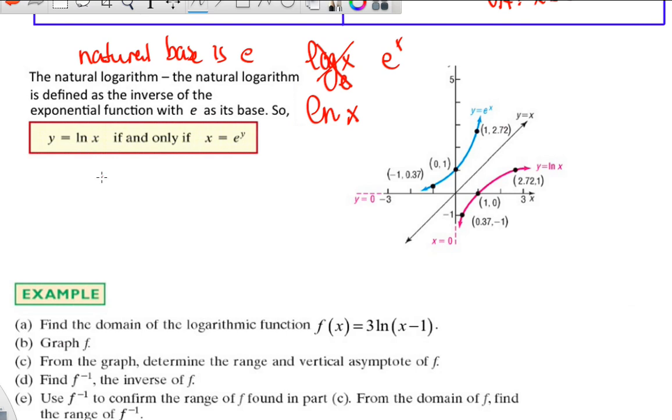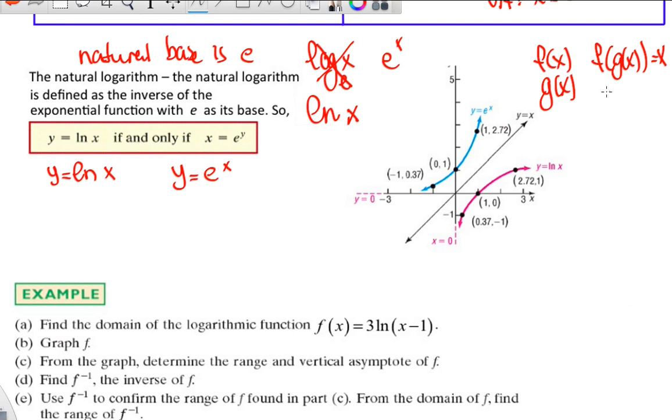Something else that comes out of this is the following: if y equals ln x is inverse to y equals e to the x, then when you plug these things into each other, you should get x, right? Because the definition of an inverse was, if we were given f of x and g of x, and when you plug one into the other it came out as x, you would say that they're inverse. And of course, to prove that they're inverse, you would have to do this both ways.